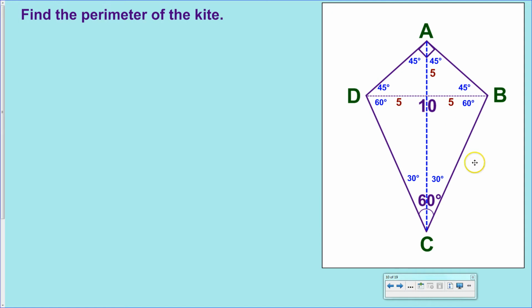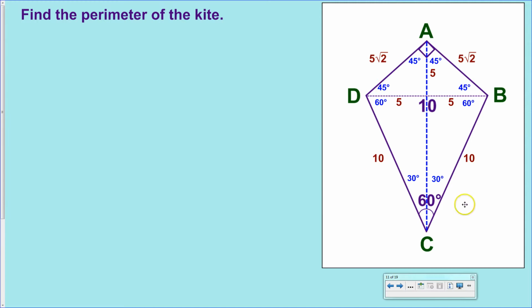And if I want the hypotenuse here, this is the short leg of a 30, 60, 90. So the hypotenuse is always twice as long. So this hypotenuse right here is 10. And for the 45, 45, 90, here's our leg. To find the hypotenuse, we just always multiply by the square root of 2. So the hypotenuses will be 5 times the square root of 2 and 10.